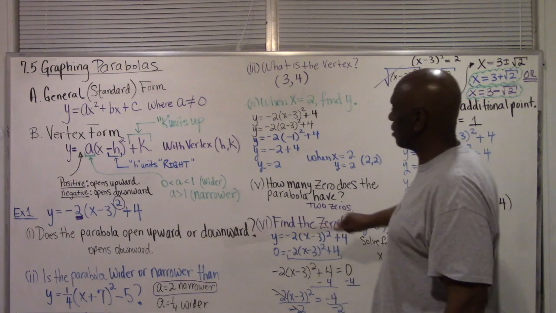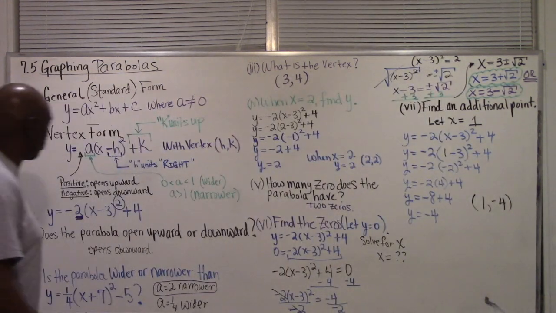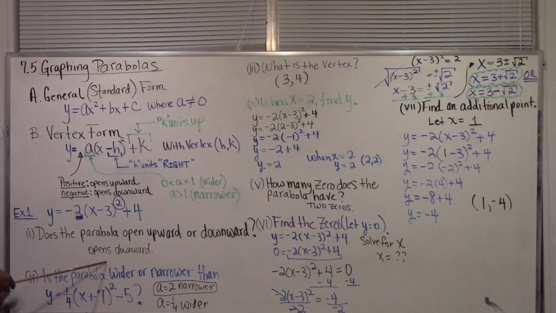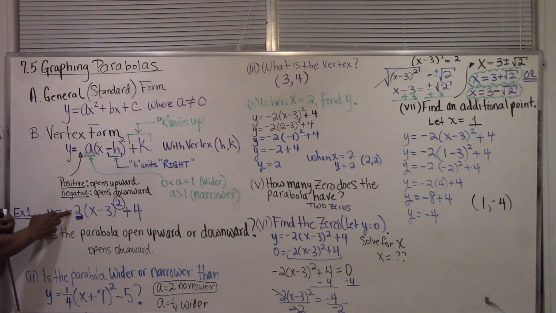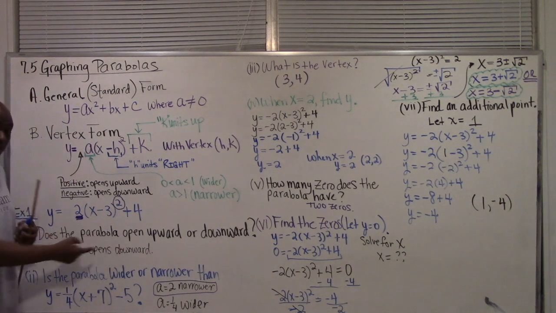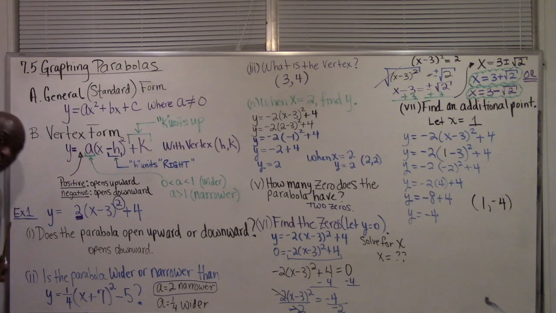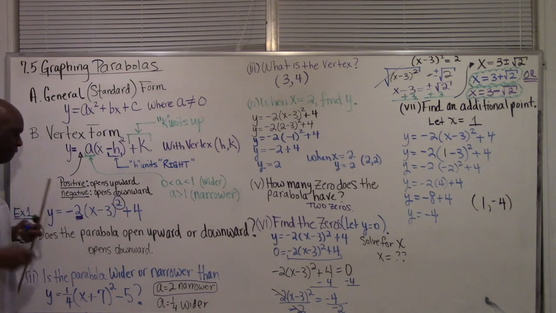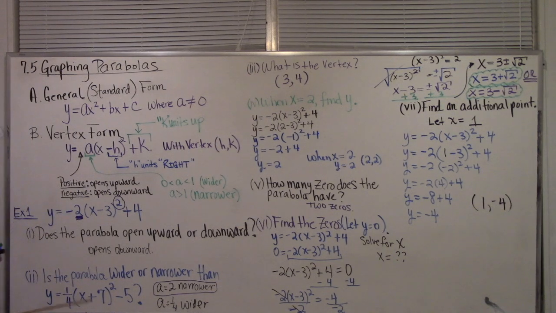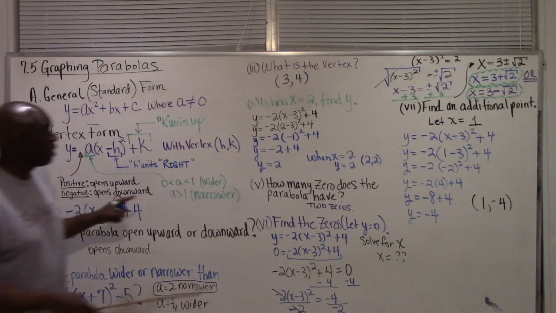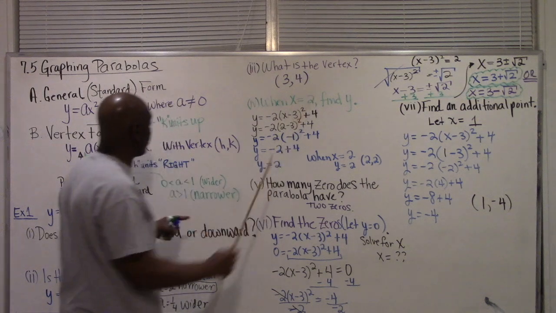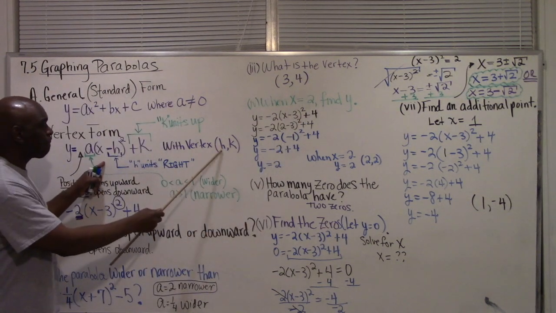And this is how you proceed to determine whether it opens upward or downward. This one opens downward because A is negative. If this were positive, you would say it opens upward. But it's not positive, it's negative, so it opens downward. We know that this parabola that we were given is narrower than this one, because 1/4 is wide and 2 is narrow. So this one right here is narrower.